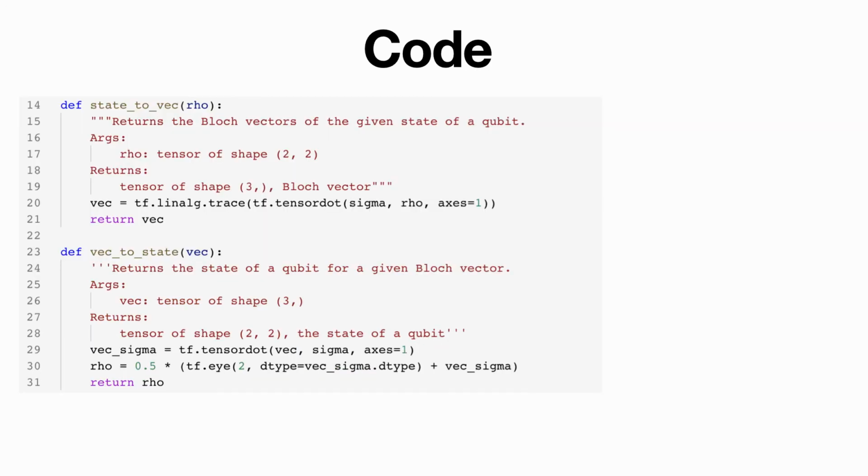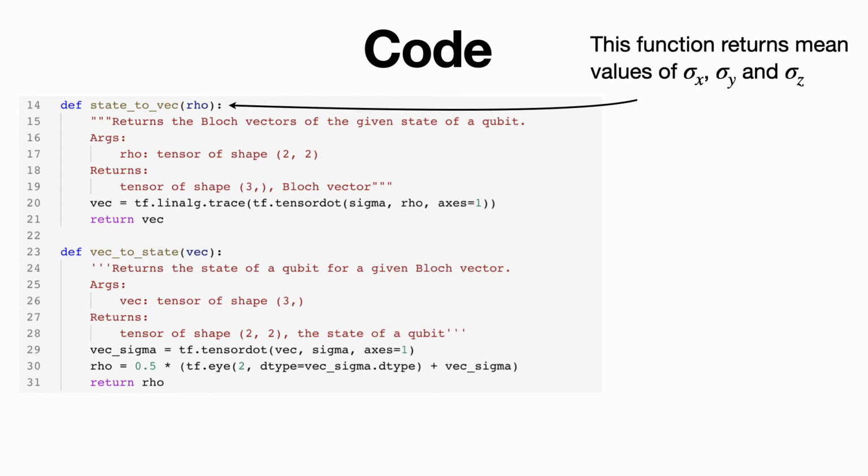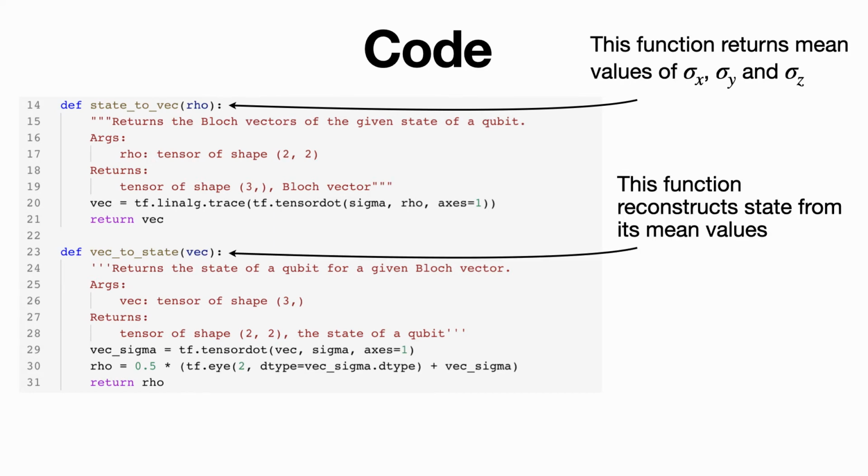Let's play a bit with the code and implement a couple of functions. The first function calculates a Bloch vector based on a state. The second function calculates a density matrix based on a Bloch vector.